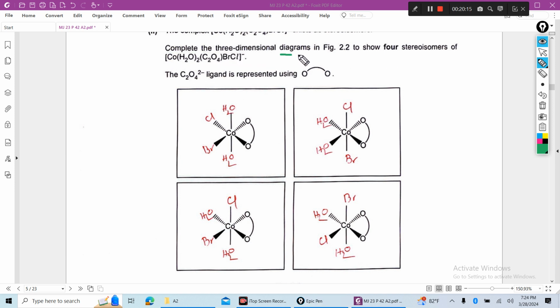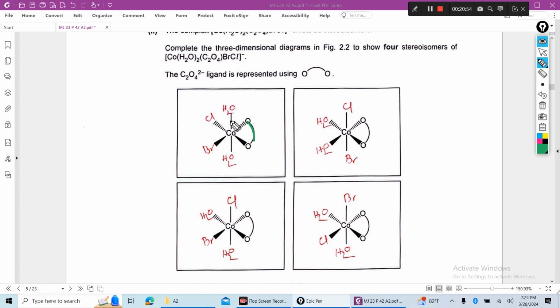Then complete the three-dimensional diagram of this. Show four stereoisomers of two water ligands, one oxalate ion ligand, one bromide, one chlorine. This is the oxalate ion, C2O4 2-, and the ligand is represented by this. So total 2, 2, 4, 1, 1, 6. Total coordination number 6. So you can complete this diagram.